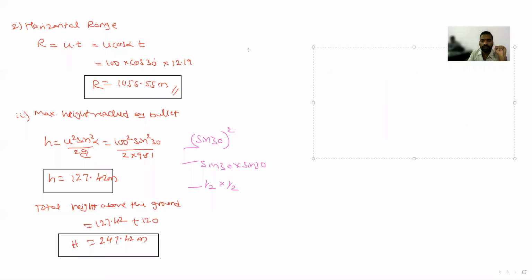Okay. Next. Yes, third case. Read on, all of you. Third or fourth? It is fourth, right? Fourth case. Velocity of bullet. Vertical component of velocity.